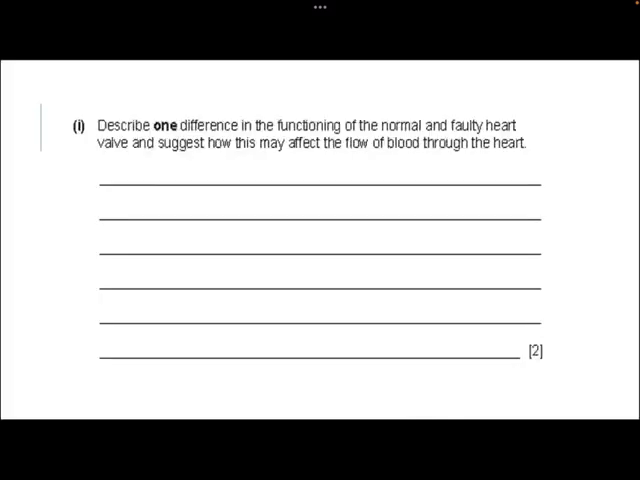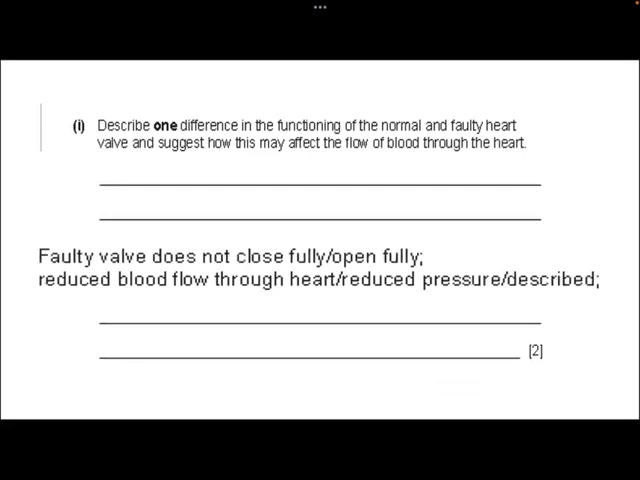So describe one difference in the functioning of the normal and faulty heart valve, for one mark, and then suggest how this may affect the flow of blood through the heart. So one difference would be that it doesn't open fully or it doesn't close fully, so either or. And this would then reduce the blood flow through the heart or reduce the pressure, so less blood is getting through.